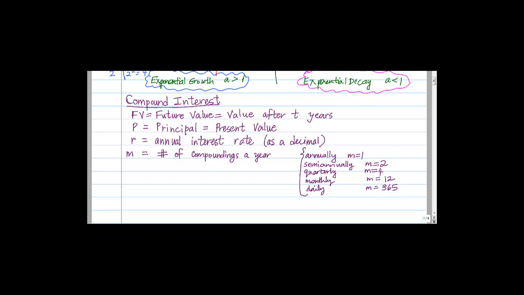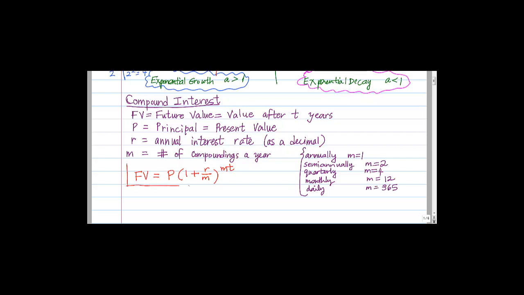So those are the number of compoundings a year. Now there's a formula we have for future value. If you want to figure out how much money is going to be in the account after so many years, it is P times 1 plus R over M, to the MT.